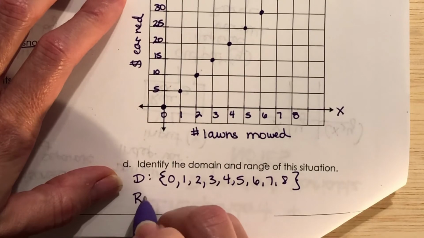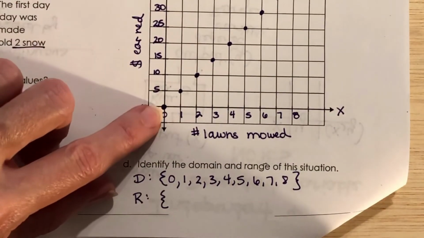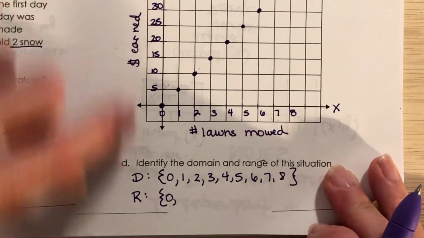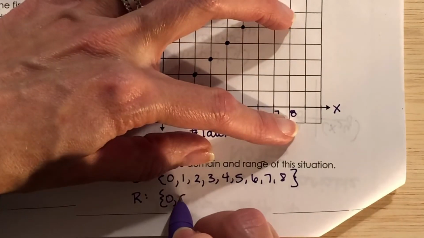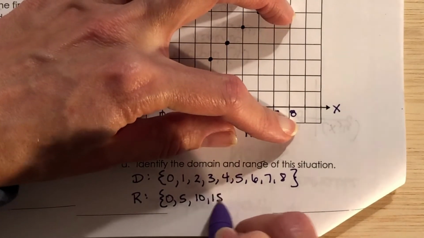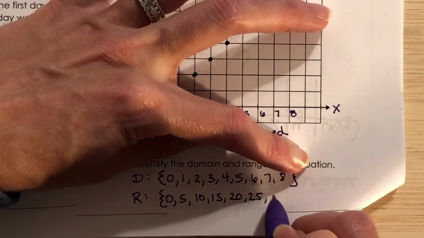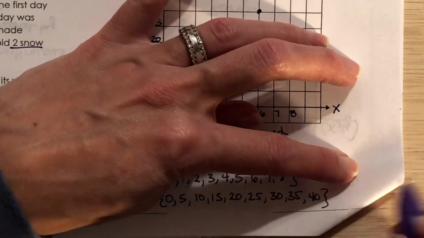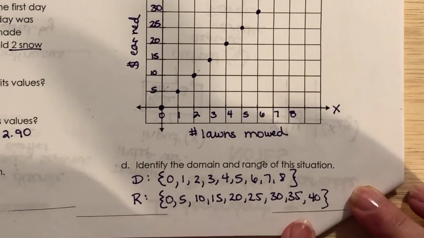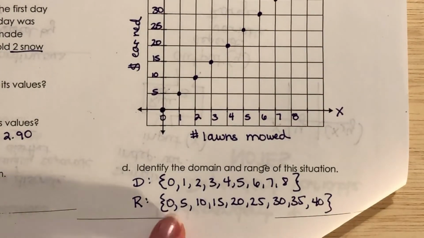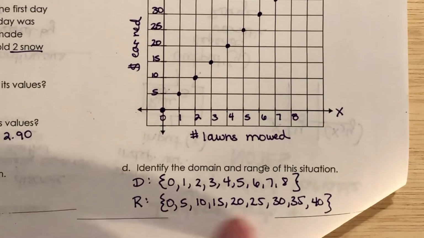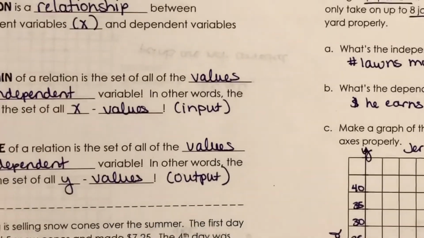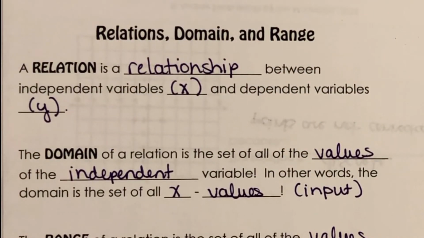The range, again, well, if he mows 0 lawns, he's going to get $0. And then he's not getting any portion, so he's only getting groups of $5. So his range would be, there we go. There's his range in those same squiggle marks. And again, they're all integers, they're all multiples of 5. So that is a quick preview of domain and range and what that looks like in real life situations.